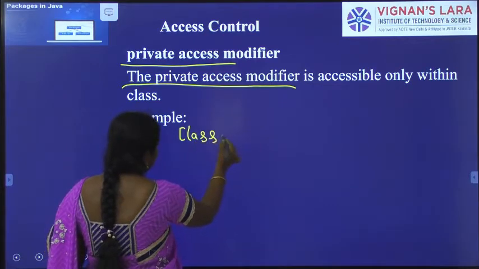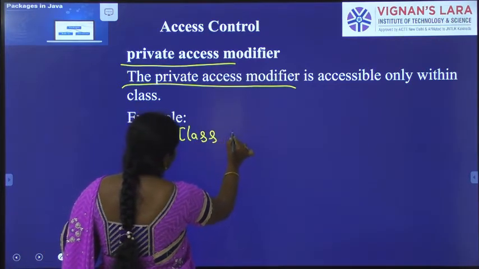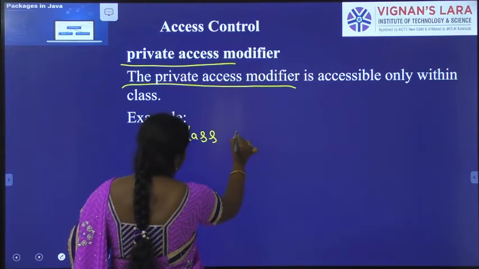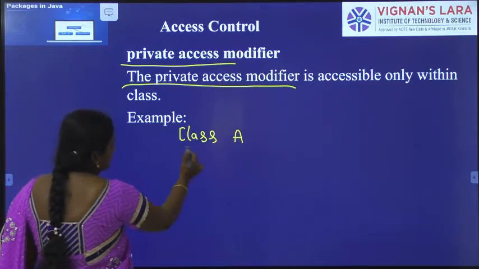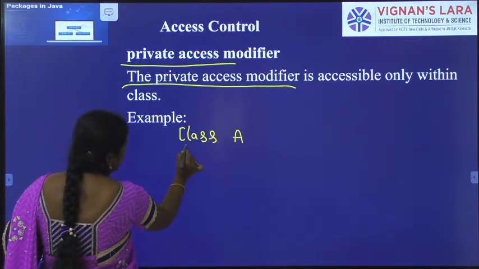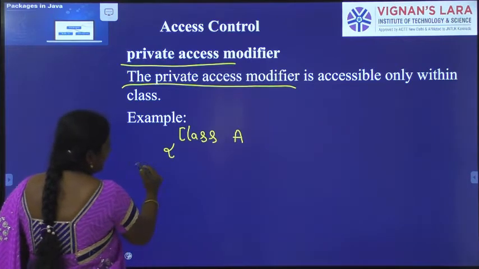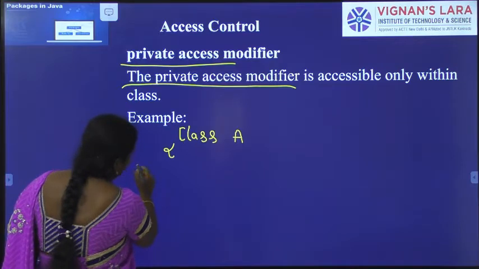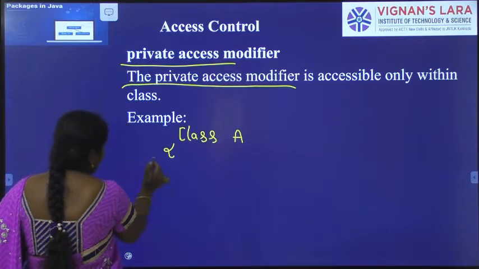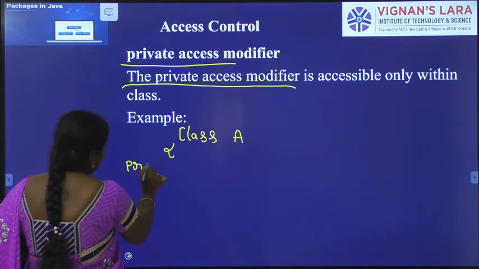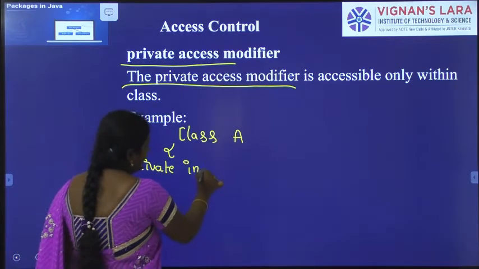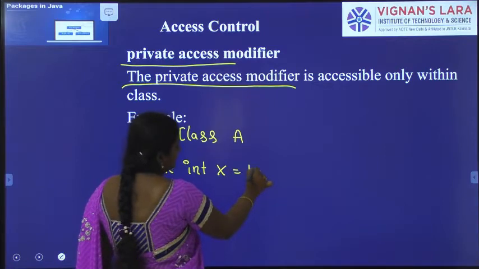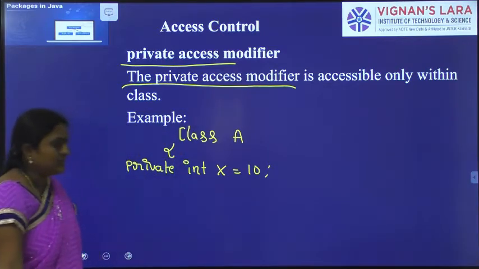Here I am creating one class, Class A. In this class I am defining one method, and one data member: private int x equal to 10.